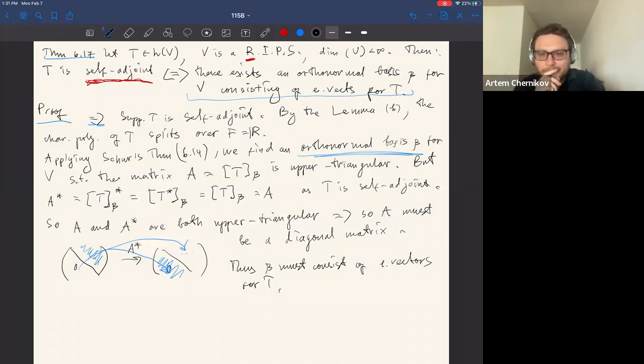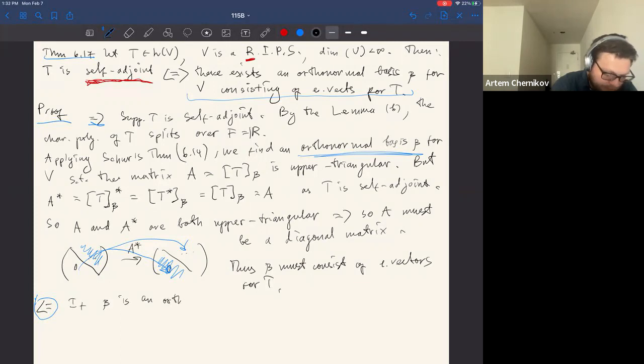Okay, so if this is good, let's try to prove the converse implication. We need to show that if there is such a basis, then the operator T is self-adjoint. So this time, assume that beta is an orthonormal basis for V, I keep saying this, so a basis for V consisting of eigenvectors for T.